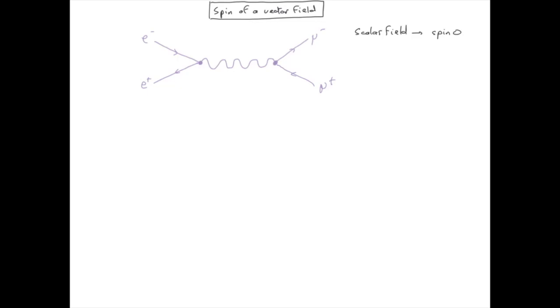So we have fermions, the electron and the positron, they have spin 1/2. We have the muon and the antimuon, which also have spin 1/2. And we have the photon, gamma, which is the mediator of the interaction and has spin 1. So we need now to incorporate spin 1/2 and spin 1 into our theory.